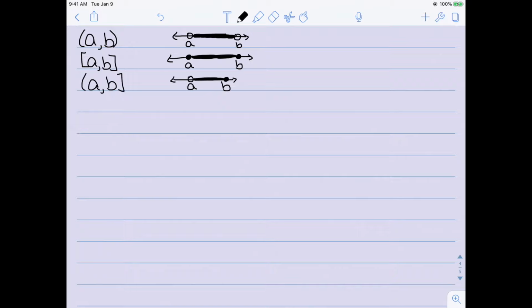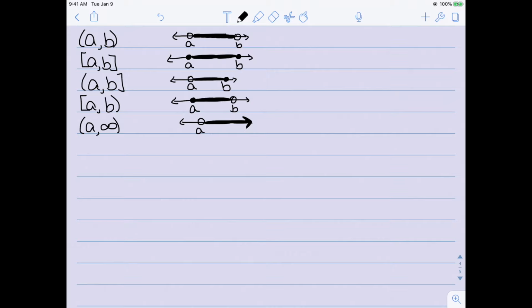My next example would be the case that we don't include a, but we do include b. So I have a parentheses a comma b square bracket. I use an open dot on a, closed dot on b. And then I can reverse that as well, include a and not b.